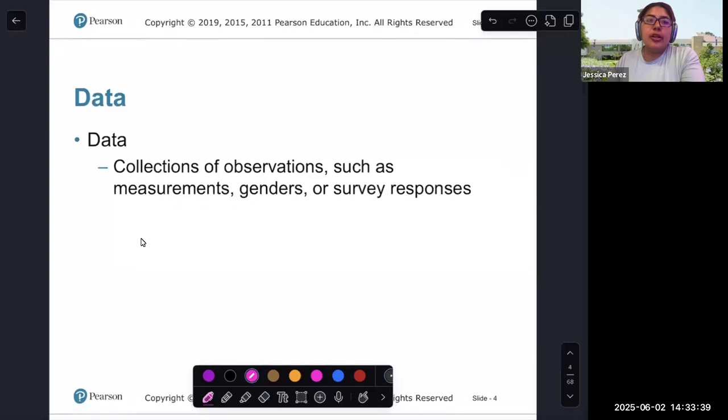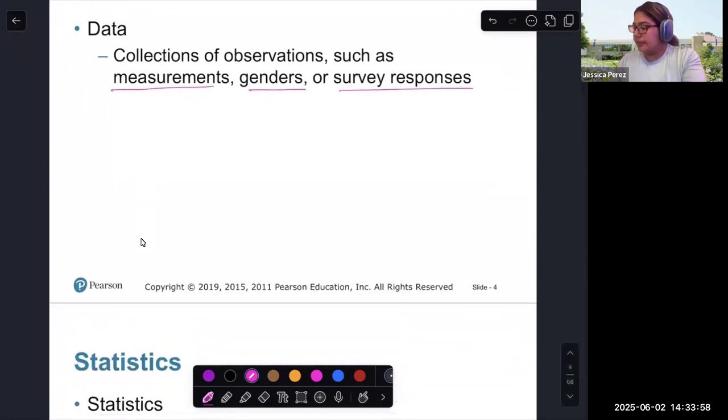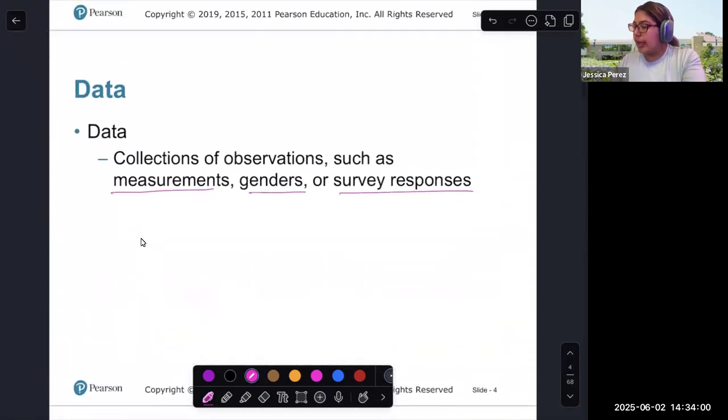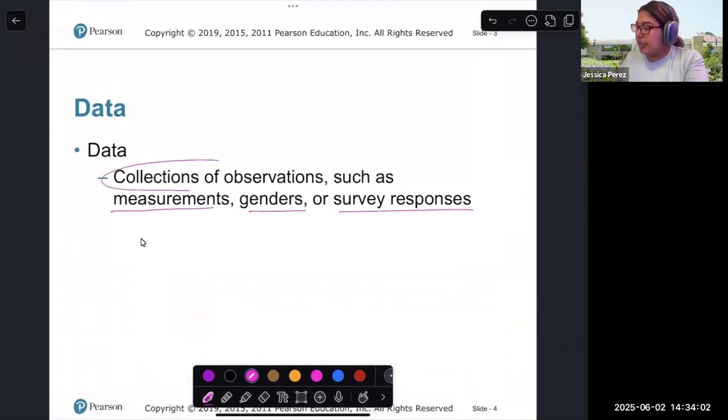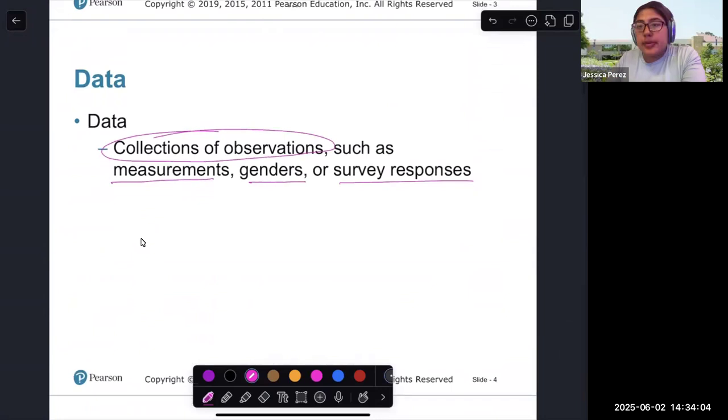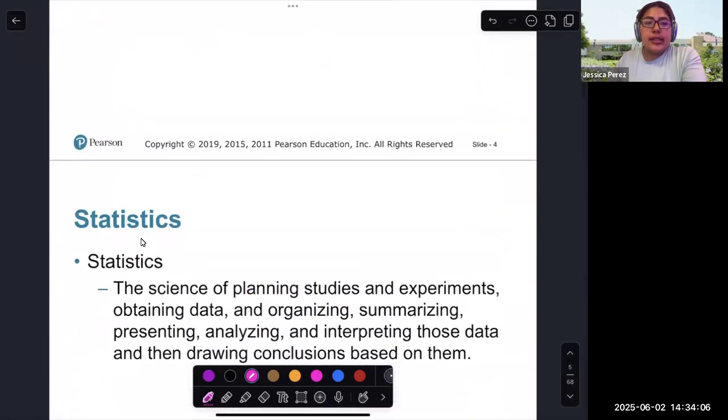The first thing you want to know is the definition of data. What is data? Data is a collection of observations, such as measurements, gender, or survey responses. Data can consist of literally anything. You can collect data from different types of study and observation. So the key word for data is a collection of observations, different types of observations.